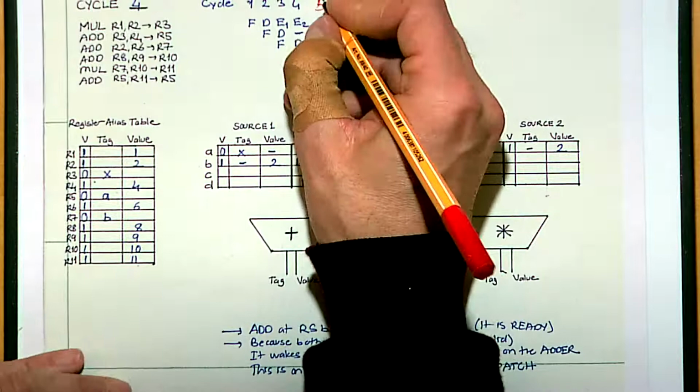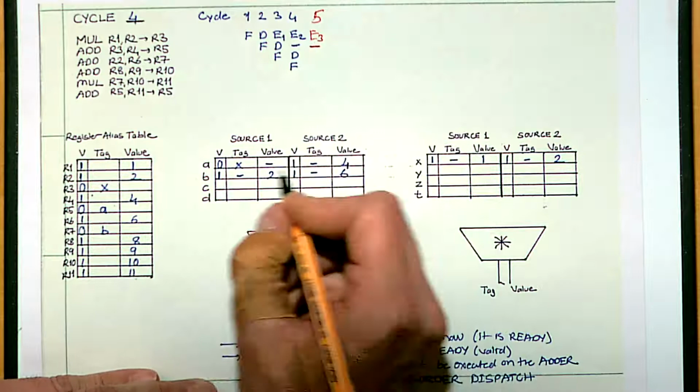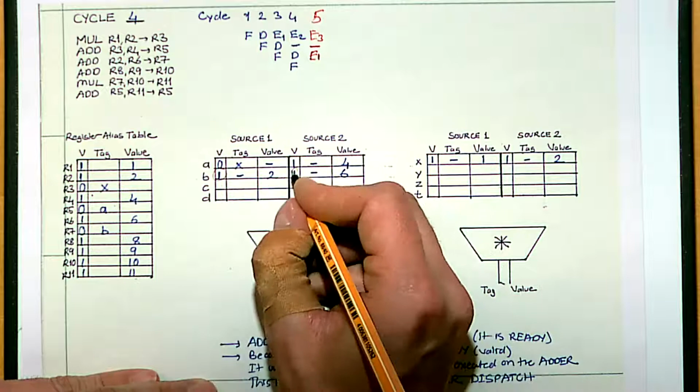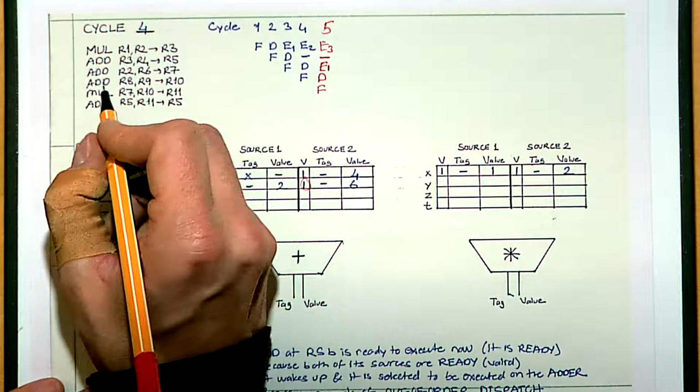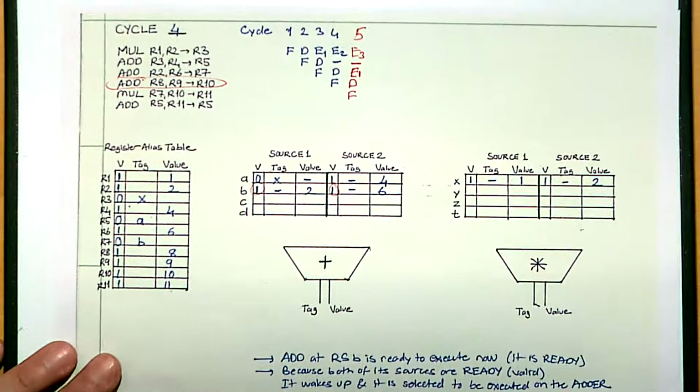This multiply is still happily executing. This add is waiting for its dependent instruction. This add can now execute because we've determined in the next cycle that both of its sources are ready. And we're going to decode soon this fourth instruction, and we're going to fetch the next instruction. Let's now decode the fourth instruction. What is that? Oh, it's this one. So add R8, R9, put the result into R10.